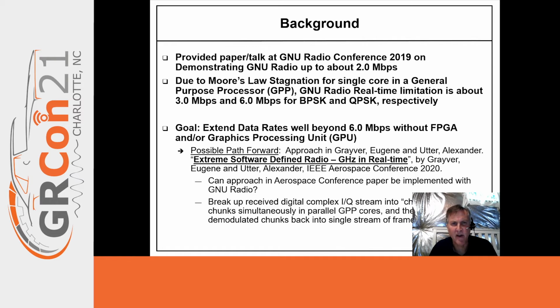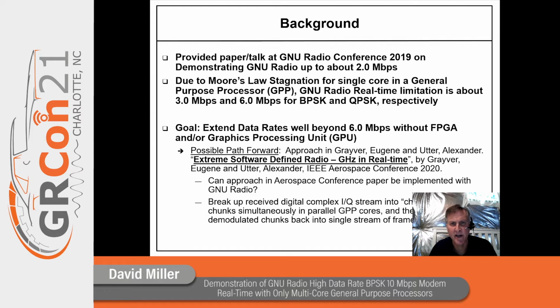A little background, I provided a paper and talk at a previous GNU Radio conference on operating GNU Radio up to about 2.0 megabits per second. The Moore's law stagnation, however, for a single core over the last 10 years or so really limits the data rates one can achieve with GNU Radio to about 3 megabits per second and 6 megabits per second for BPSK and QPSK respectively. So can we overcome that 6 megabit per second limitation?